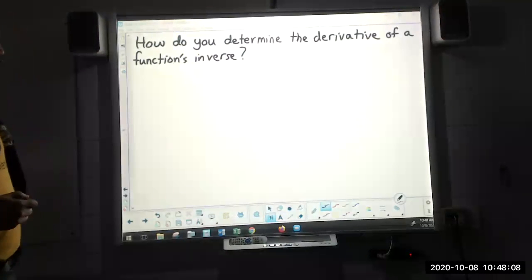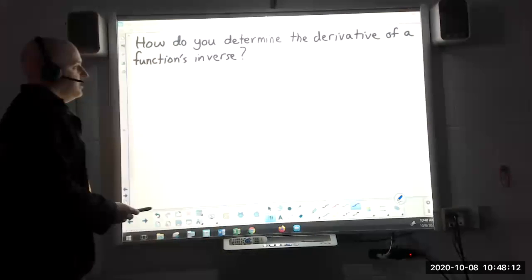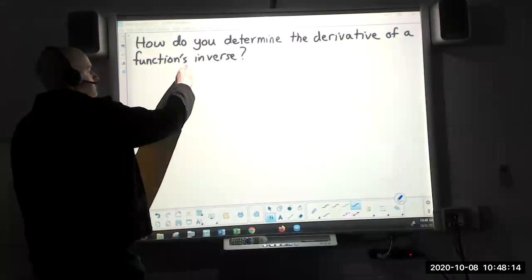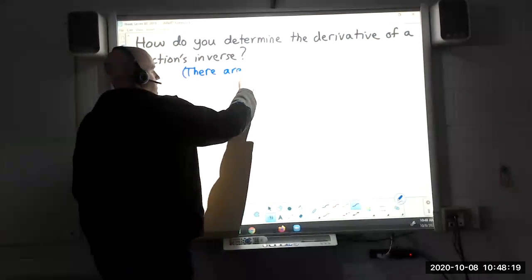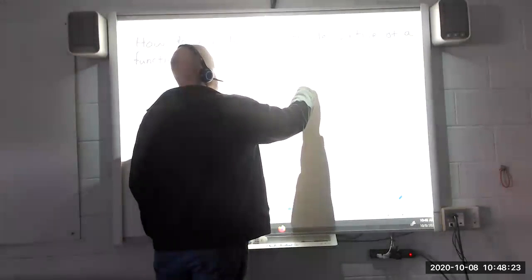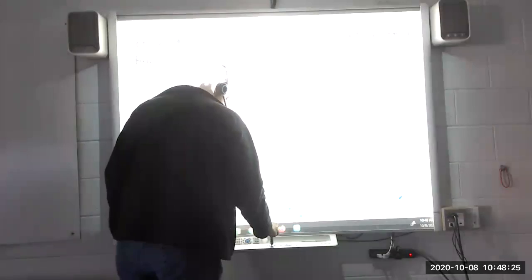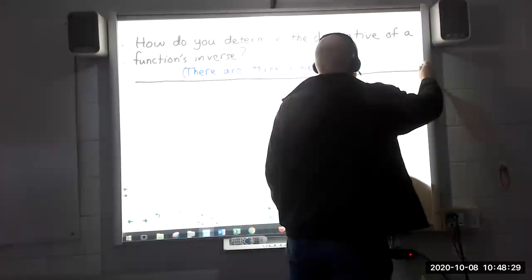So the DESMOS activity you're working on was trying to get you ready to answer this question in calculus. The short answer is there are 3 different ways. The DESMOS looked at 1.5 of those.